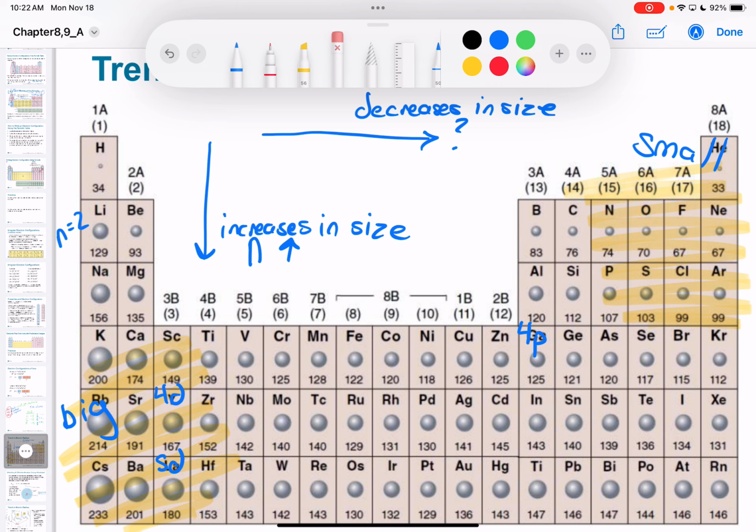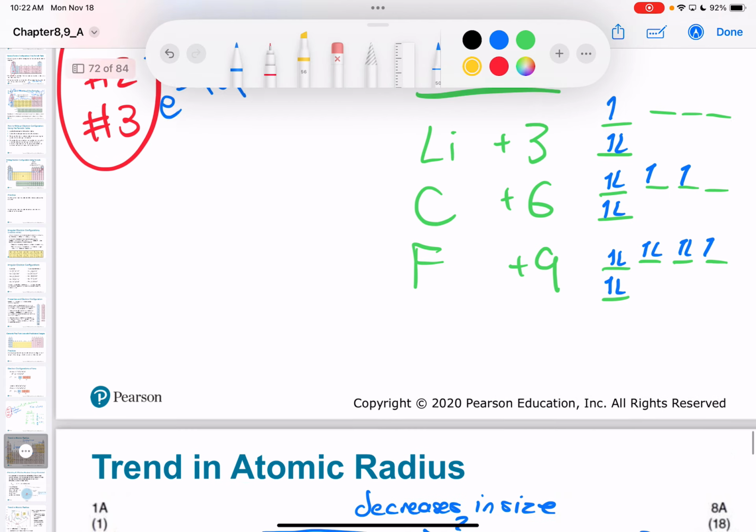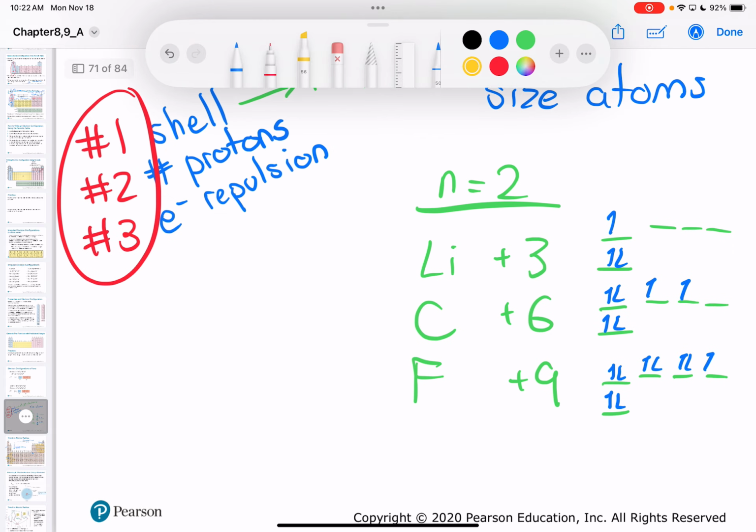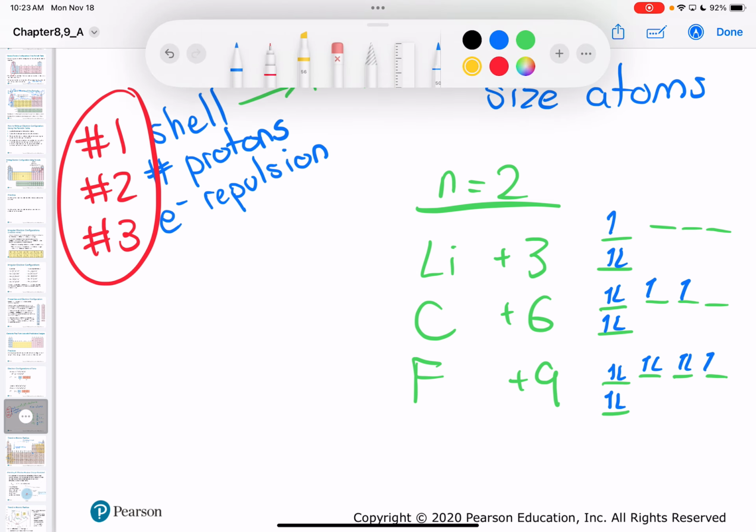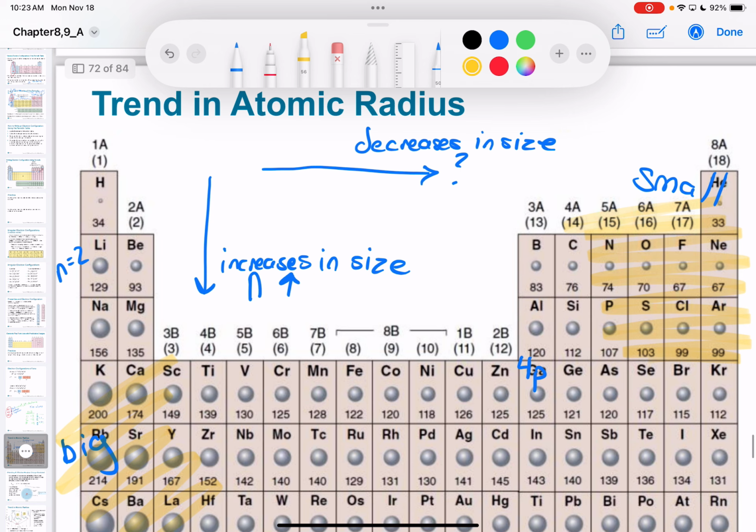All right, back to our size thing. Okay. So we need to explain why they get smaller as we go across. So we're going to go back to our list. We already said they're in the same shell, so that's not a factor because it's the same. Doesn't matter, if we're looking at these 3 atoms, they're all at n equals 2. So we're going to go to the number of protons. Okay? 3, 6, 9. Looking at their size, 3 is big, 6 is smaller, 9 is even smaller.